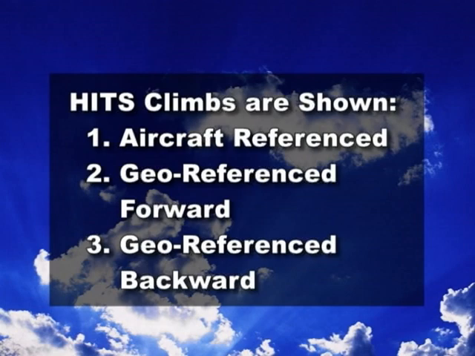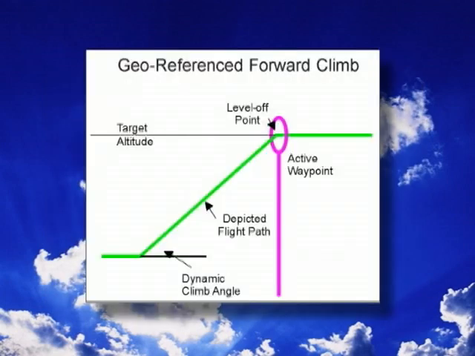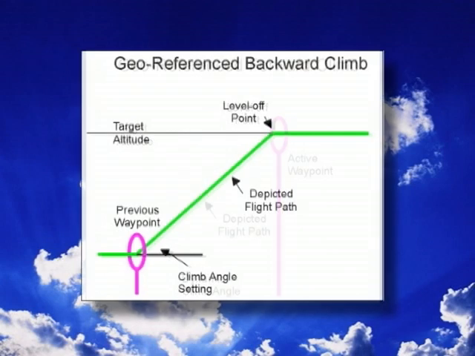From the previous waypoint target altitude, known as geo-referenced backward. It is important to note that geo-referenced forward climbs, as used in a departure procedure, require a target altitude for the active waypoint, set either by the pilot or from the database, and not all departure procedures have altitudes coded in the database for the waypoints.